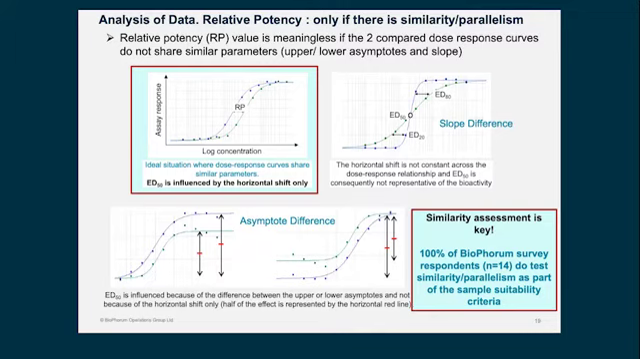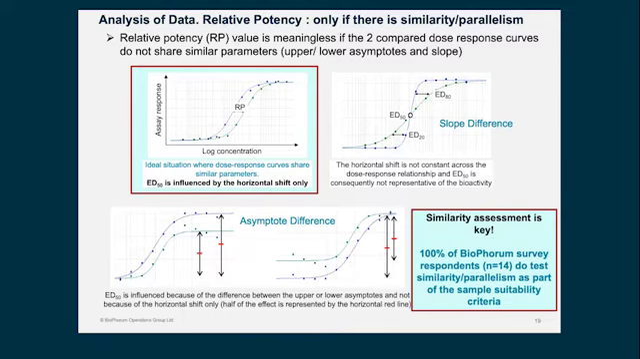Indeed, as relative potency is the reflect of the ratio of ED50, ED50 should be influenced by the horizontal displacement only. So in the following graphs, you can see examples where ED50 could be influenced by slope differences, so on the right-hand side, or by asymptote differences, so at the bottom of the slide. Consequently, there must be a way to measure and to test the curve similarity or parallelism as a prerequisite to calculate the relative potency. And to that specific question, 100% of the BioPhorum survey respondents confirmed that they do test similarity as part of the sample suitability criteria.